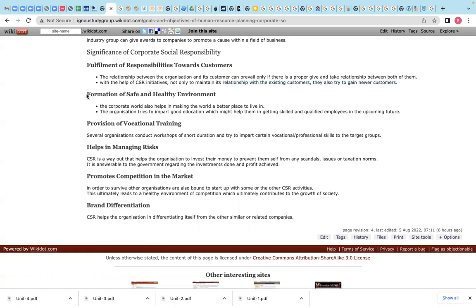Okay, so next is formation of a safe and healthy environment. This is mainly about balancing your overall environment, and also, if you provide education, you are going to reduce crime. You are going to increase the number of skilled people within your society. So you are creating a safer and healthier environment in and around you.